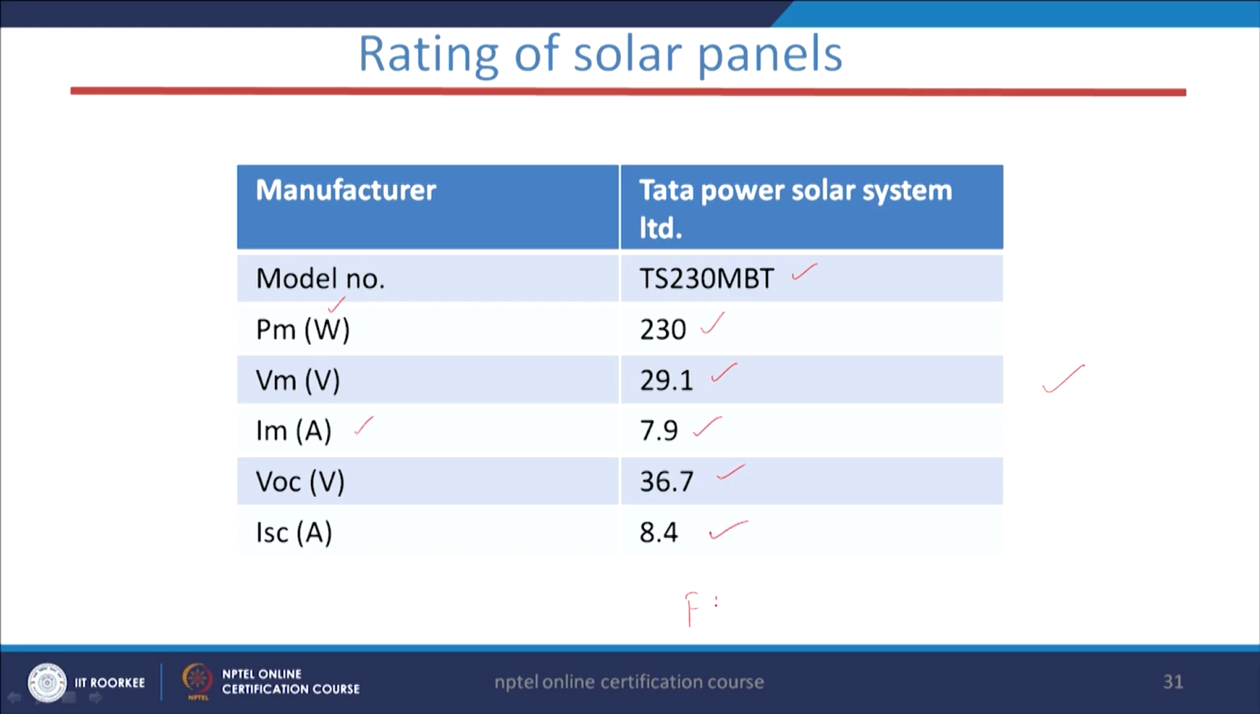If we go for the fill factor here, what will it be? It is the multiplication of V max into I max divided by VOC into I short circuit. Then this is 29.1 into 7.9 divided by 36.7 into 8.4. So, more or less this value will obviously be less than 1, because if you see here in this case the VOC is greater than VM and I short circuit is greater than IM. So, that is why the fill factor will be less than 1.